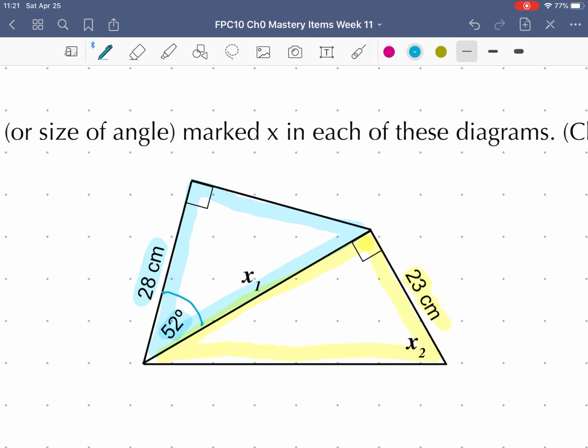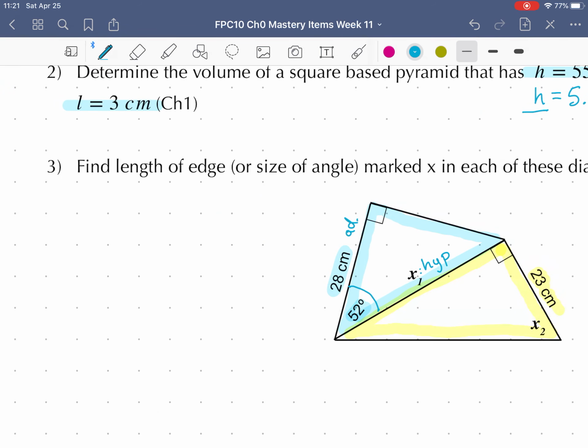So this is the angle. This is my hypotenuse in this blue triangle. And this is my adjacent side. So CAH TOA. CAH, adjacent and hypotenuse. So for the blue triangle, we're going to use cosine of our angle is equal to our adjacent side over our hypotenuse. So cosine of 52 is equal to 28 over our hypotenuse.